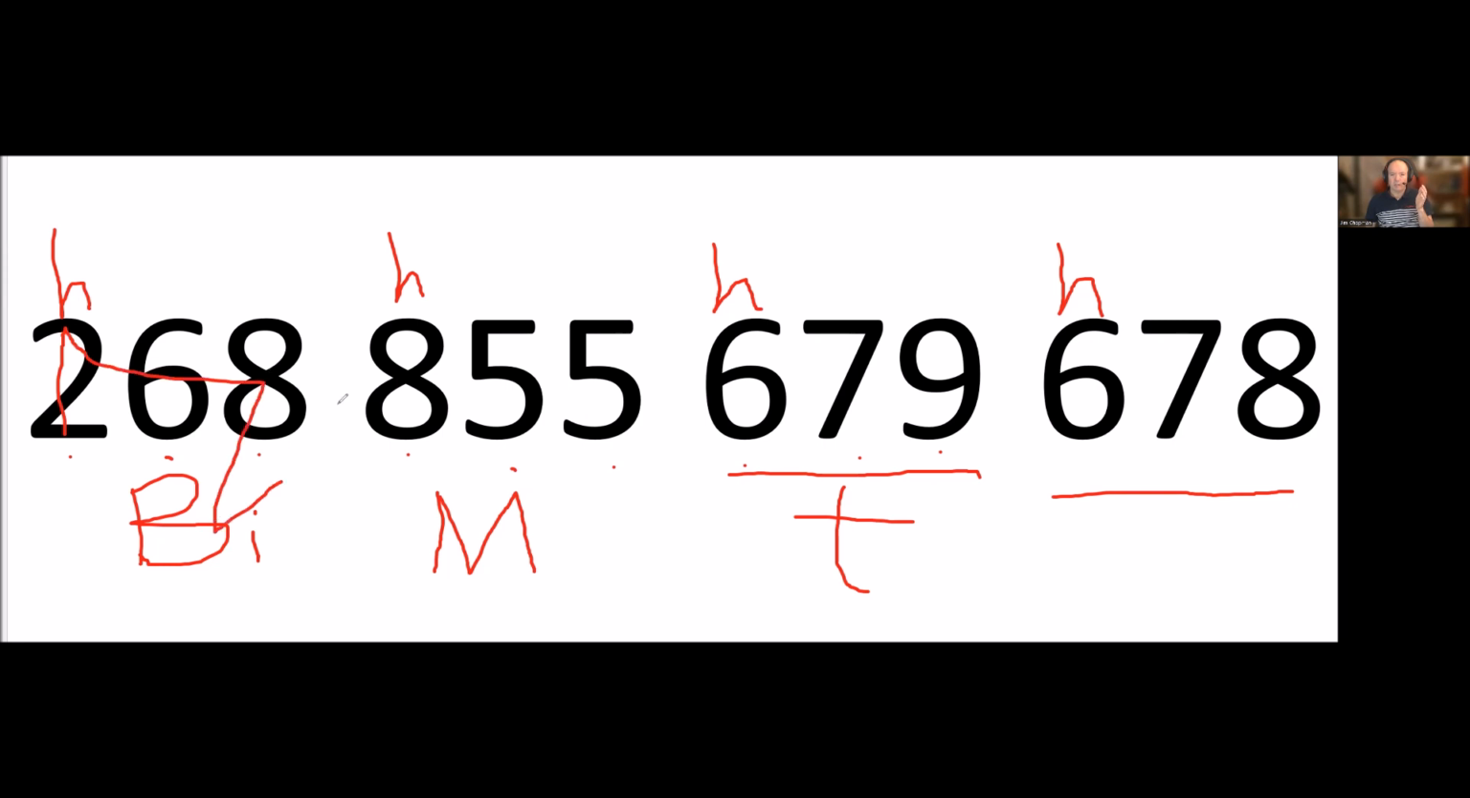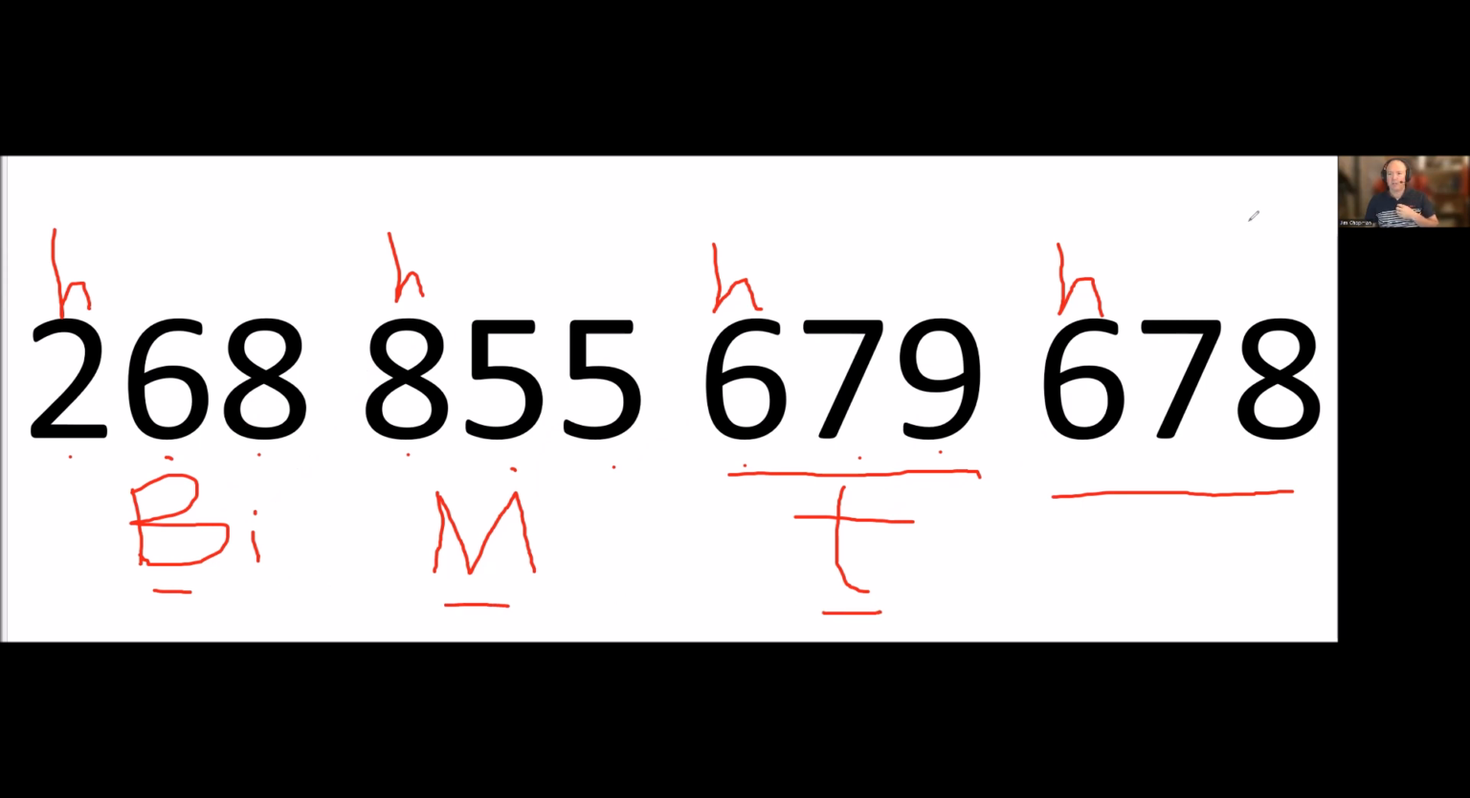268 billion, 855 million, 679,678. So there you have it. It looks really big. If you look at it in pieces, groups of 3, it's much, much easier. Okay, so let's remember the key part to get the bigger numbers is knowing how far over you are.